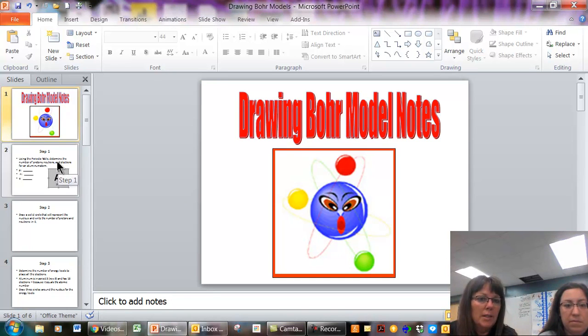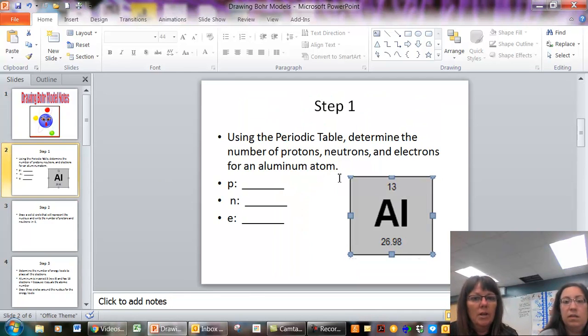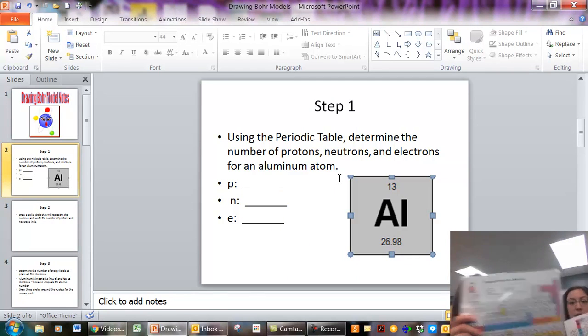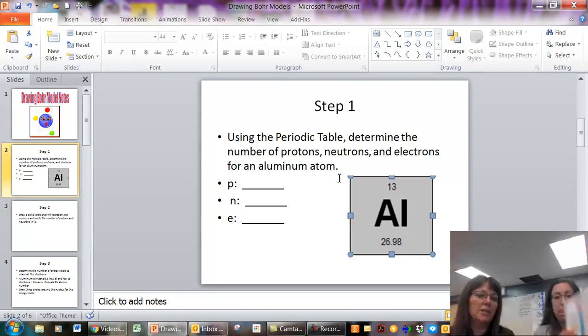Here's step one. We're going to use our periodic table and find aluminum. We're going to start with aluminum and make a model of what the aluminum atom looks like. First you have to remember back a long time ago, we talked about the protons, neutrons, and electrons that are in aluminum. And we already have used this to determine how many protons, neutrons, and electrons we have. Here's our atomic number, which is going to equal our number of protons and our number of electrons.